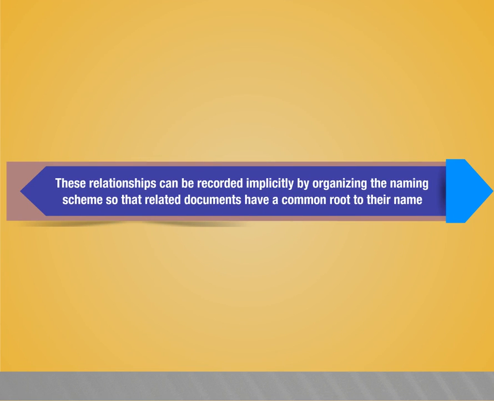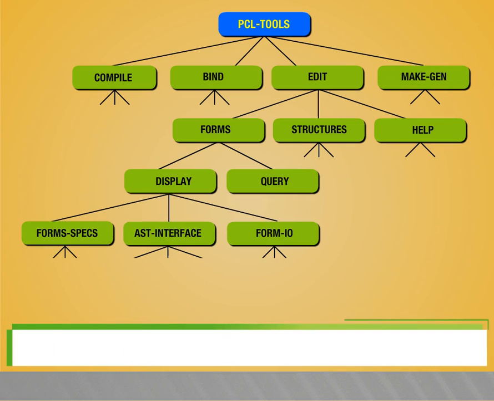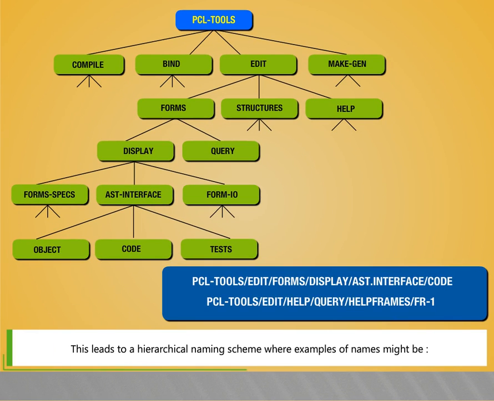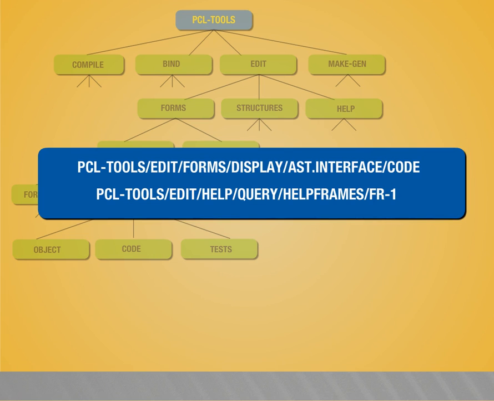These relationships can be recorded implicitly by organizing the naming schemes so that related documents have a common root to their name. This leads to a hierarchical naming scheme where examples of names might be PCL, Tools, Edit, Forms, Display, AST Interface, Code. PCL, Tool, Edit, Help, Query, Help Frames, FR1.